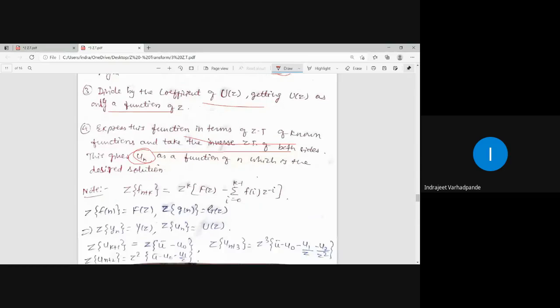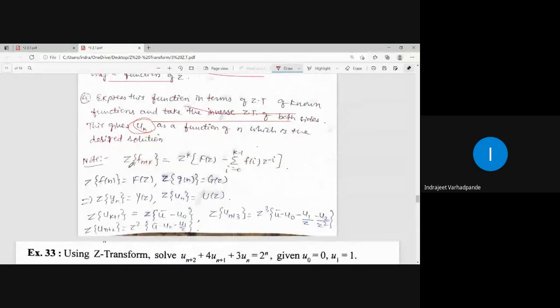u n. I know that Z of f of n plus k, the shifting property to the left, is z to the power k f of z into this. Similarly, Z of f of n is denoted by f of z. Z of y n will be denoted by y of z. Z of u n will be denoted by u of z. u of n plus 1, u of n plus 2 are obtained with the help of the formula. These are the corresponding results which we are going to require for solving the difference equation.